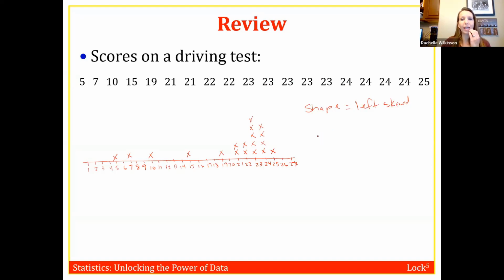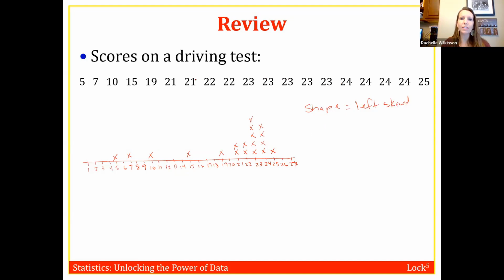Okay, next we're going to look at center. And since we actually have the data points, then we don't really need to estimate it from the graph. We can just actually compute a measure of center. And we have 2 different measures of center that we've talked about in our class. What are the 2 measures of center that we've talked about? The mean and the median. So let's start with the mean.